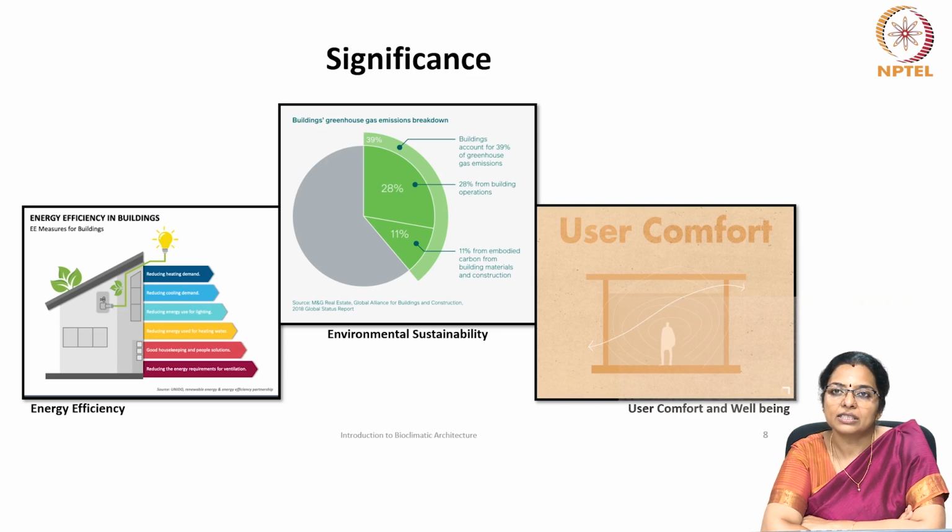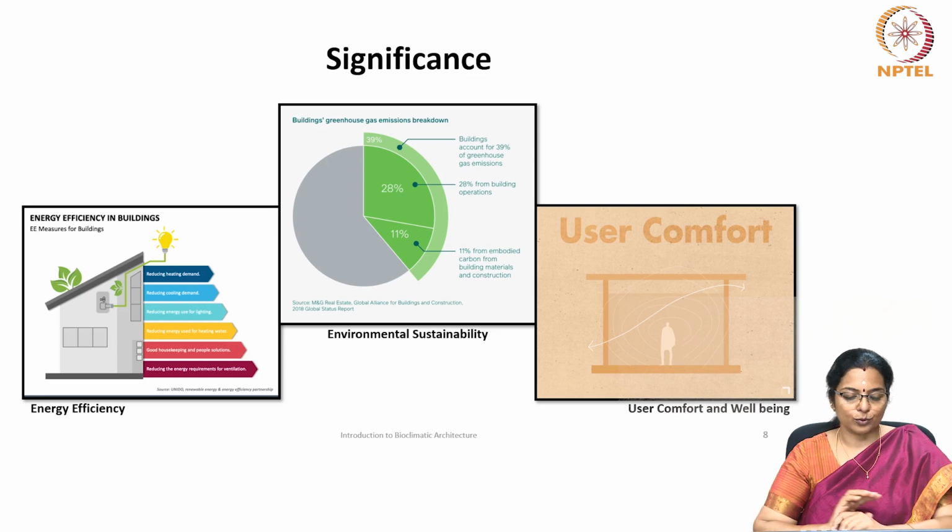The third significance is the comfort and well-being. Bioclimatic buildings are designed to enhance occupants' comfort and well-being by providing a healthy indoor environment with adequate and sufficient natural light, along with good quality of light, which means there is no harsh glare, adequate thermal comfort and good indoor air quality. This can lead to increased productivity, better health outcomes and overall satisfaction for building users.